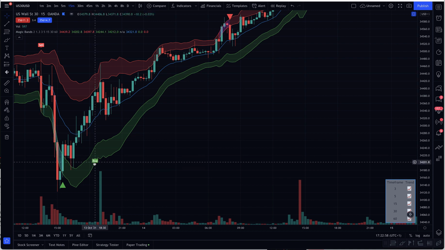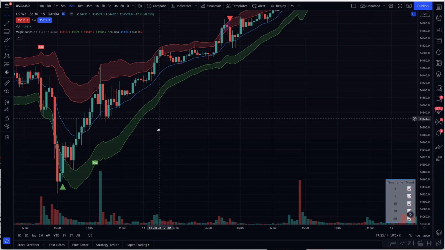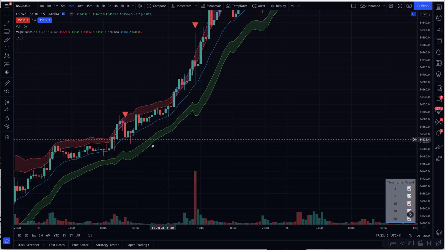So this is like a confirmation that the uptrend will continue. It might continue, nothing is guaranteed. We can still see that we are in an uptrend, and this is just confirming that we are possibly going to be long for some time. In this case, it was quite a while.